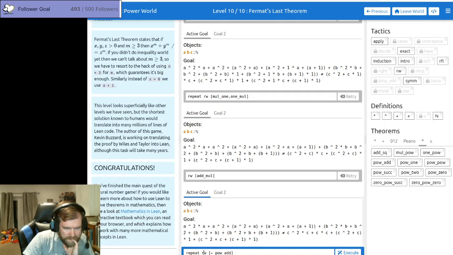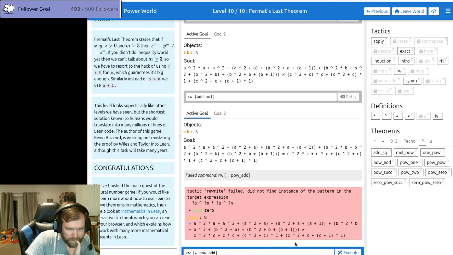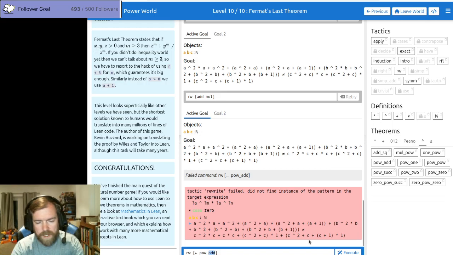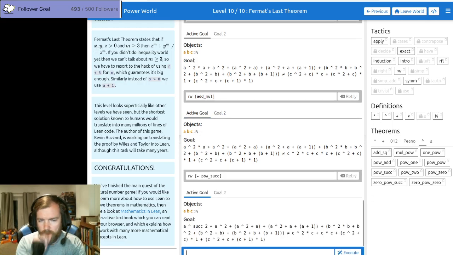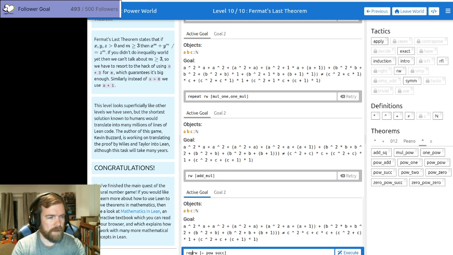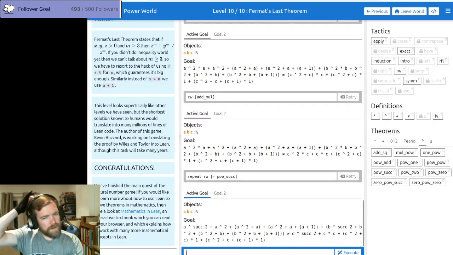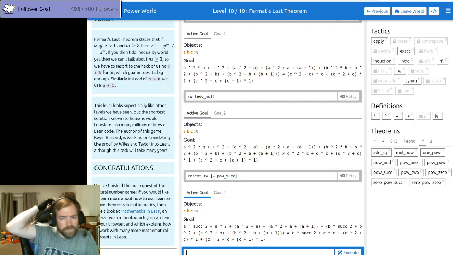Nothing. Let's get rid of the repeat and see what happens. No, okay. Power successive. Okay, no, that's fair. Alright, I hate it, but it's fair. Just that one, huh? Alright, cool. Now we'll repeat it. Right, there's not a whole lot of places where it actually exists, which, whatever, that's fine.